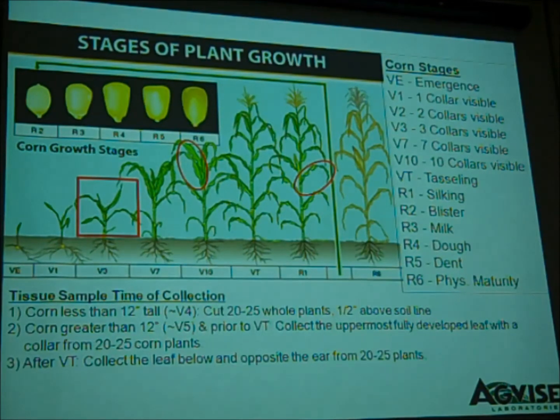Generally 20 to 25 of those. Early on, when it's less than 12 inches tall, we need about 20 to 25 plants to do a good job in the laboratory. And it's no different than collecting a soil sample. If you're trying to collect a tissue sample from across the whole field and represent the whole field, you need to get plants from all over the field. Generally speaking, tissue sampling isn't done that way. It's done to figure out what's going on in an area and then be able to go back to that same area and get a soil sample and follow up.